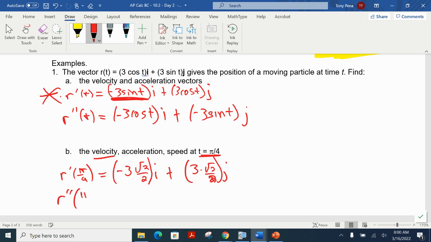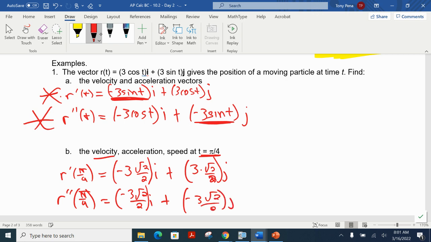The acceleration vector is the second derivative evaluated at pi over 4. So now we're going to come up here and use this one. You're going to get some similar stuff here. Negative 3 cosine of pi over 4 is another root 2 over 2. It's my i. And then right here, plug in your pi over 4, negative 3 root 2 over 2 as our j.